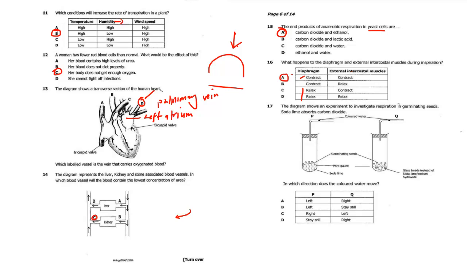Have a look at question 17. The diagram shows an experiment to investigate respiration in germinating seeds, where soda lime absorbs carbon dioxide. Which direction does the colored water move? Is it to the left for P? Is it to the right for Q? This is from July 2016, so please be able to answer question 17.